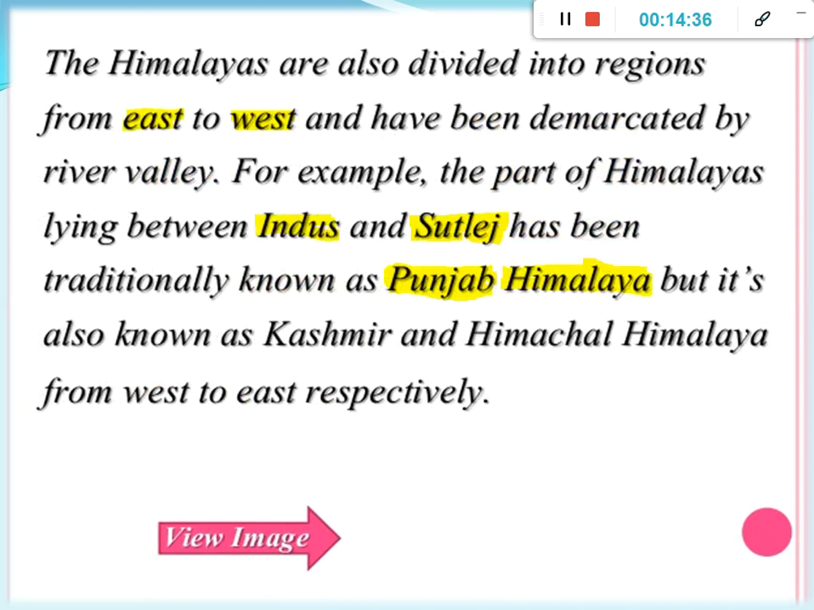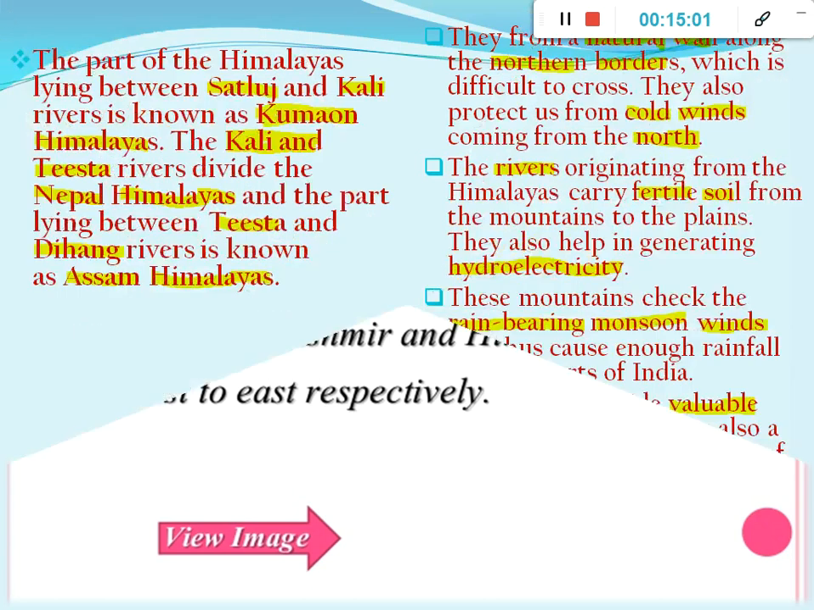Then the Himalaya is also divided by area, and now we also divide it by river valleys. The area between the Indus and Satluj is known as the Punjab Himalaya, and it is also known as the Kashmir or Himachal Himalayas, from west to east respectively.